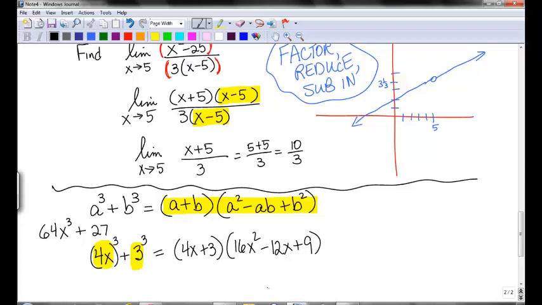Okay? Don't try to go from just this. Figure out what's the A, what's the B, and then factor. Okay, that was one pattern.